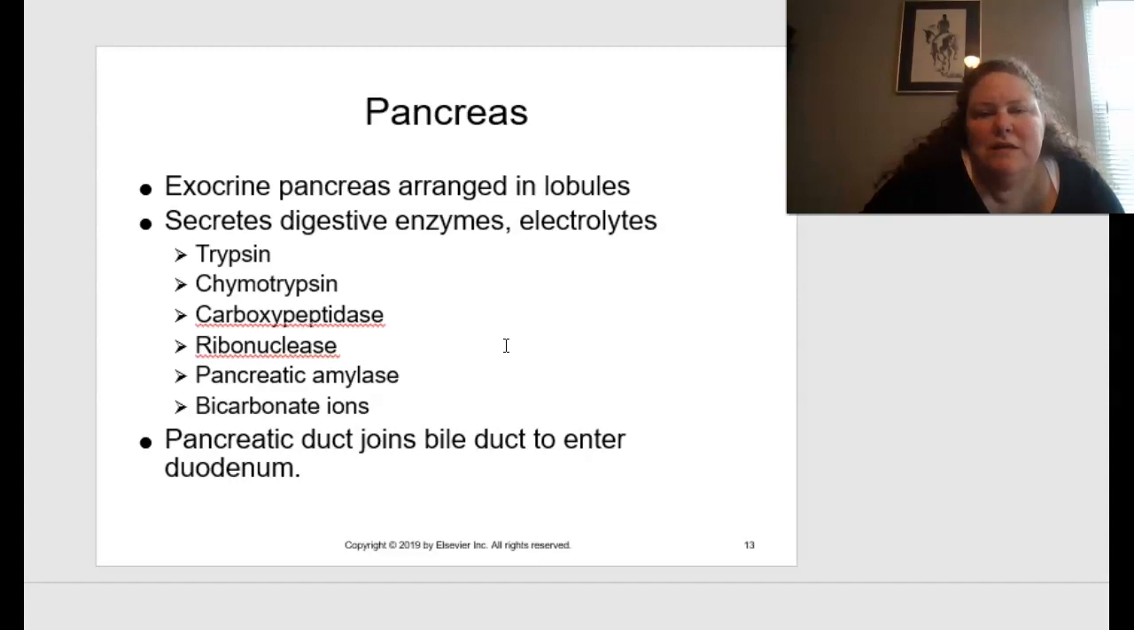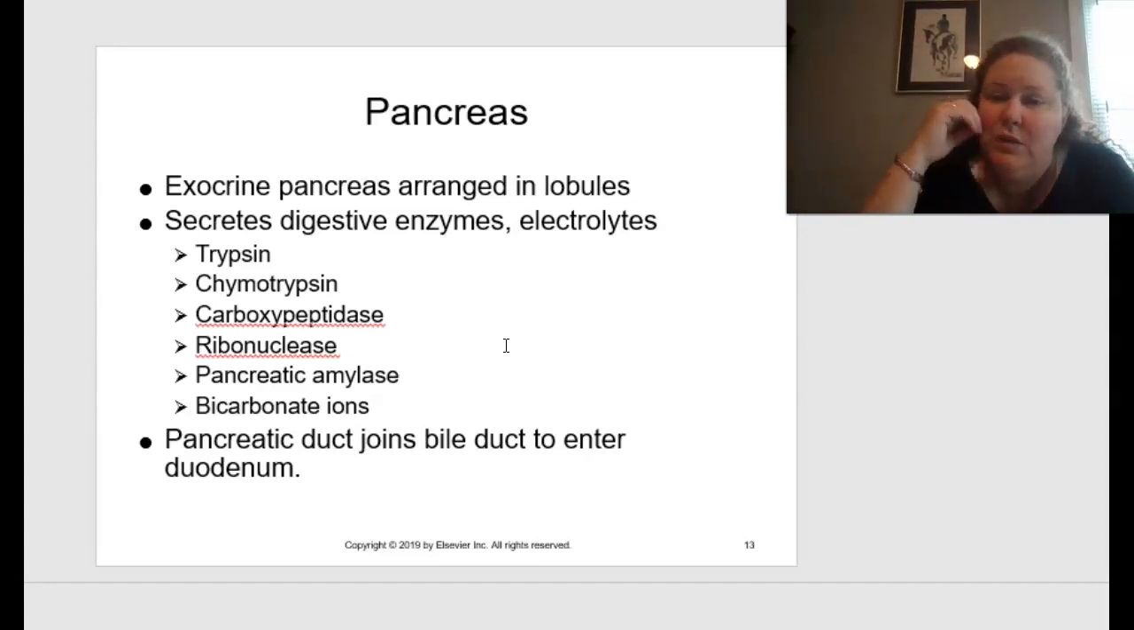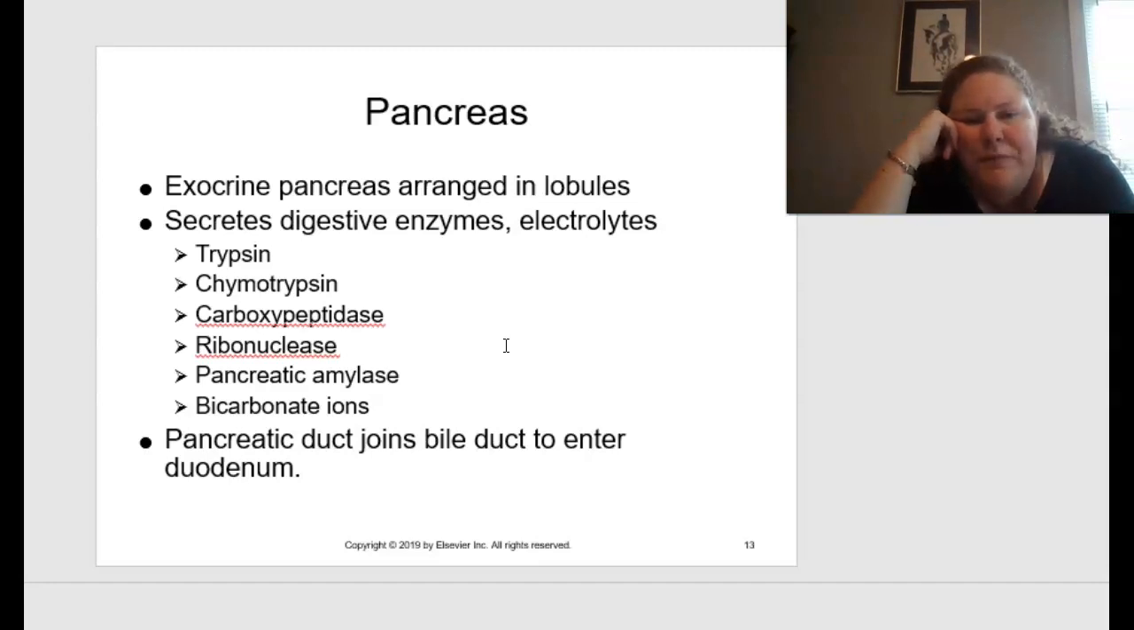The pancreas is considered an exocrine organ, and it's arranged in lobules, little lobes stuck together in a way. It secretes digestive enzymes and electrolytes, including trypsin, chymotrypsin, carboxypeptidase, ribonuclease, pancreatic amylase, and also bicarb ions, which help neutralize the pH and keep it where it needs to be, right? The pancreatic duct joins the bile duct and enters the duodenum.